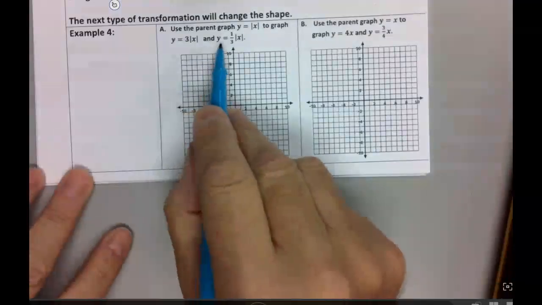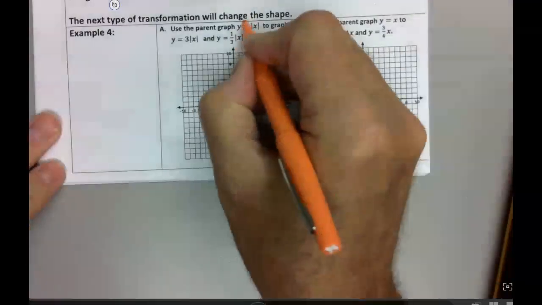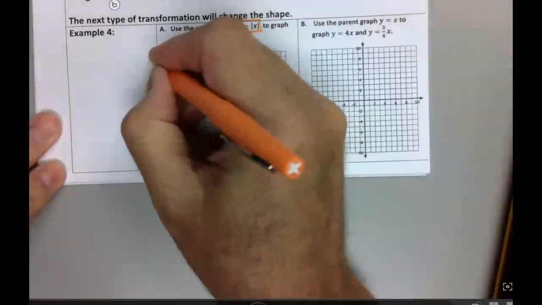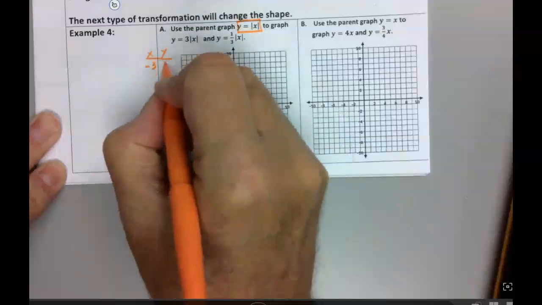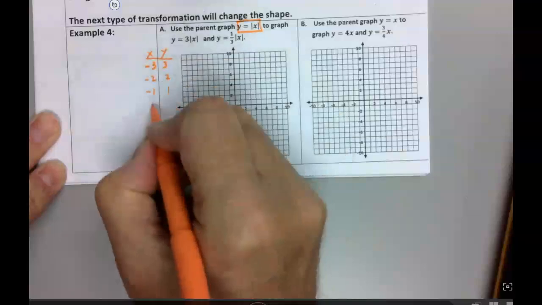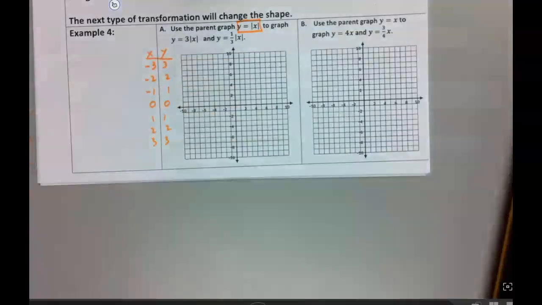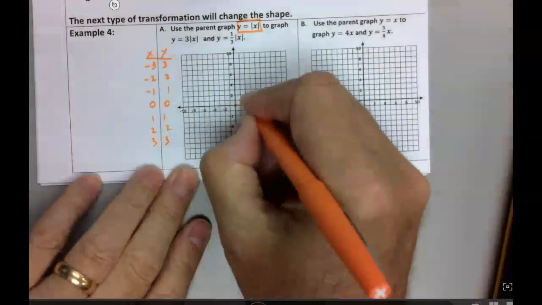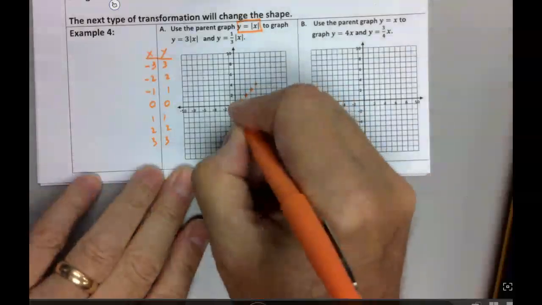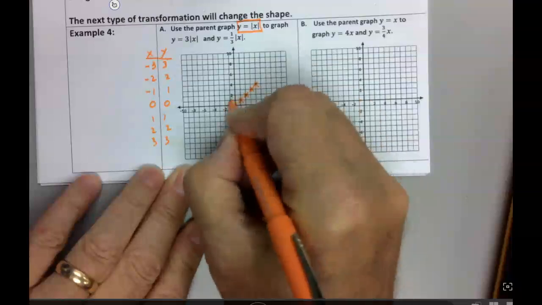Example 4, let me give you the parent function here, correct? This is an absolute value function, isn't it? So if you remember the T-chart, -3, 3, -2, 2, -1, 1, 0, 0, 1, 1, 2, 2, 3, 3, correct? Take the absolute value of any number, you get a positive, right? So it should be here, here, here, here, here. I'm going to use X's because that tells me that's my parent function.